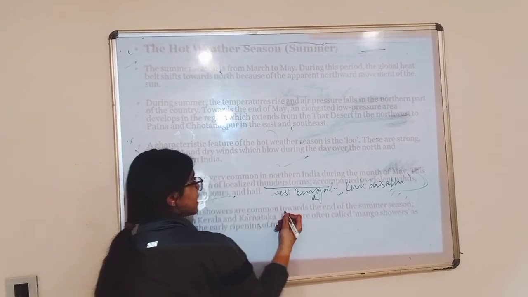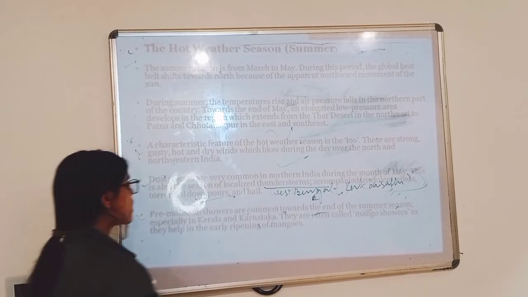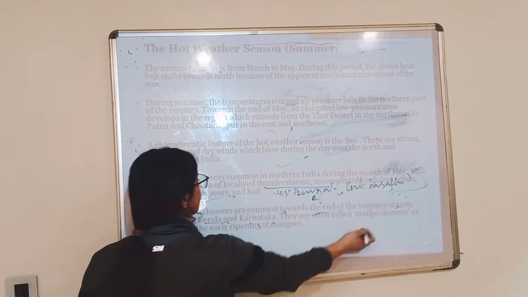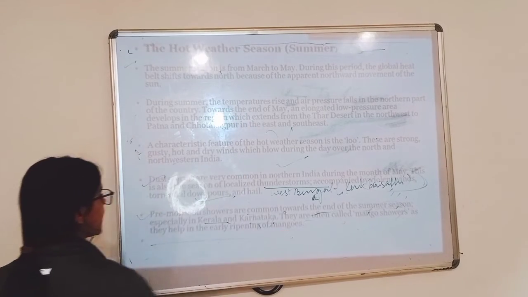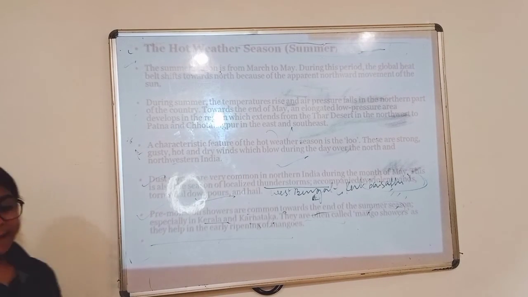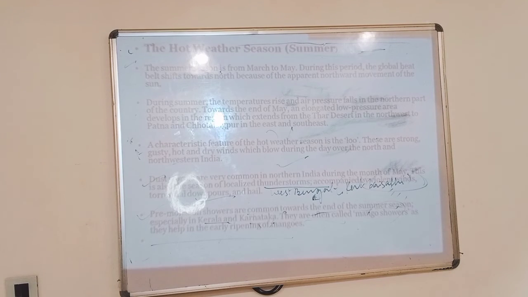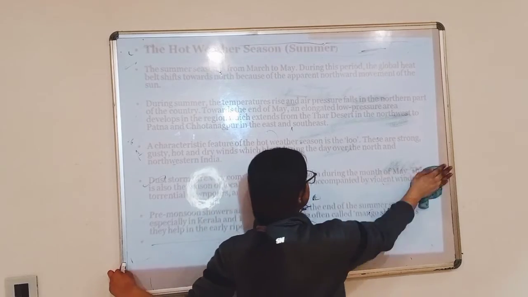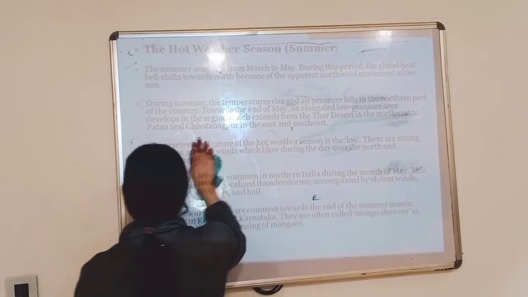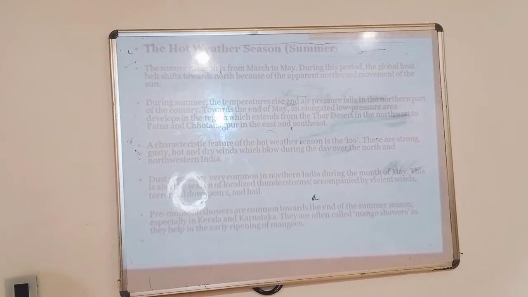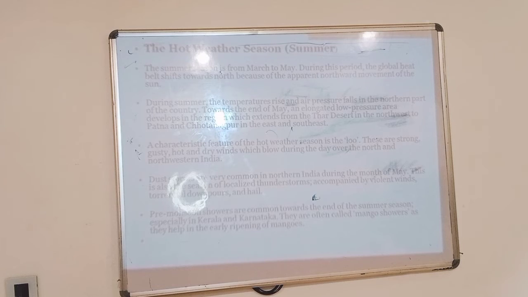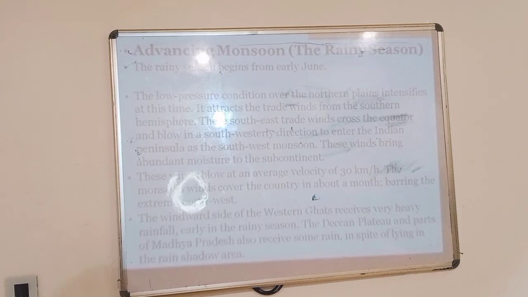प्री मानसून शावर्स आर कॉमन इन द समर सीजन केरला एंड कर्नाटका. दे आर ऑफन कॉल्ड मैंगो शावर्स एज दे हेल्प इन द राइपनिंग ऑफ मैंगोज. मैंगोज की राइपनिंग में ये हेल्प करते हैं कौन सी? यस, प्री मानसून शावर्स. इंडिया के साउथ पार्ट में अच्छी वाली बारिश होती है, राइट? जो हेल्प करता है किसमें? मैंगोज की ग्रोथ में, तभी हम इसको मैंगो शावर भी कहते हैं.